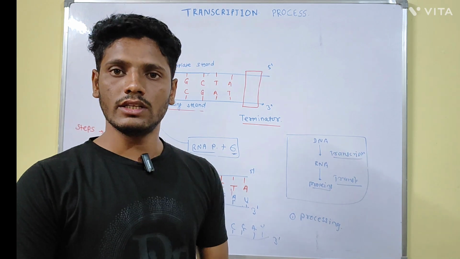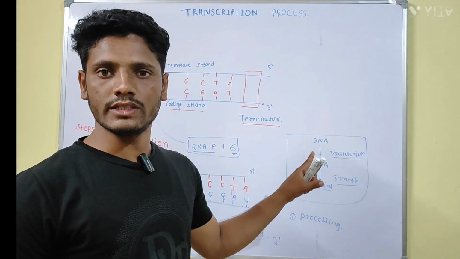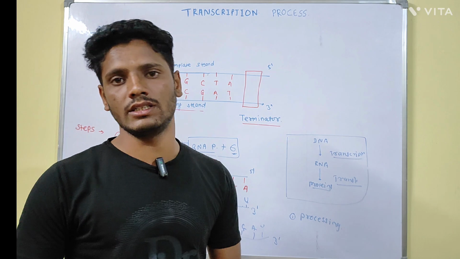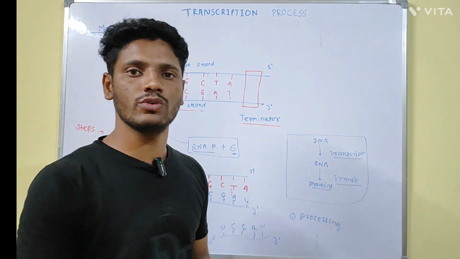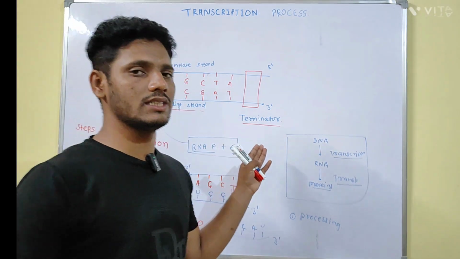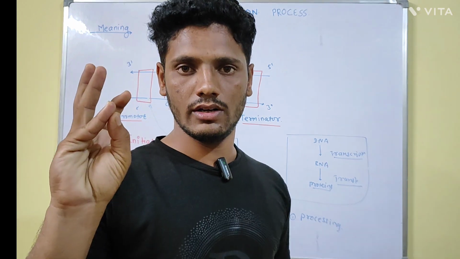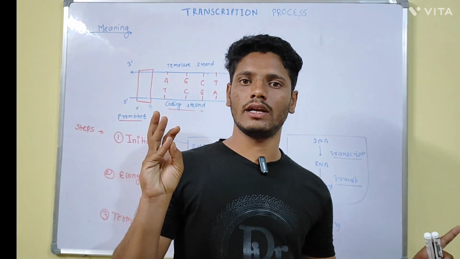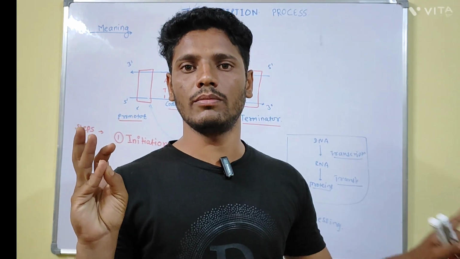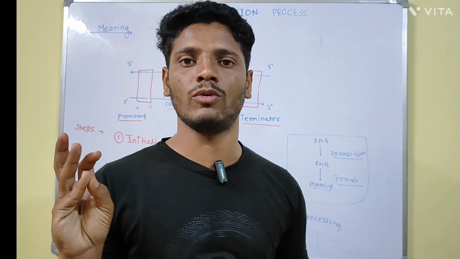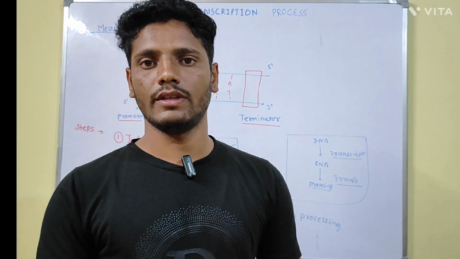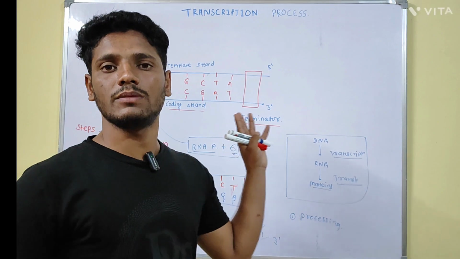The steps, that is initiation, elongation and termination, are the same in both prokaryotes and eukaryotes. The difference is that in prokaryotes there is only a single enzyme, the RNA polymerase, while in eukaryotes there are mainly three types of enzymes: RNA polymerase 1 for ribosomal RNA, RNA polymerase 2 for messenger RNA, and RNA polymerase 3 for transfer RNA. And then we have seen the transcription unit.